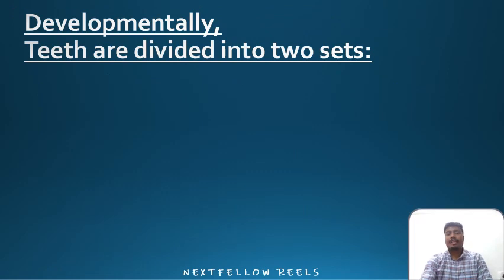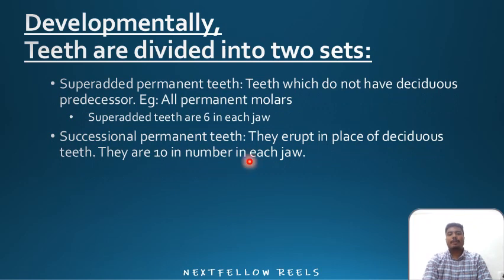Now, developmentally, teeth are divided into two sets. The superadded permanent teeth are the teeth which do not have a deciduous predecessor, like they erupt behind the temporary teeth, like all permanent molars, they erupt behind the temporary molars. Superadded teeth are 6 in each jaw. The other type of teeth are successional permanent teeth. They erupt in place of deciduous teeth. They are 10 in number in each jaw.